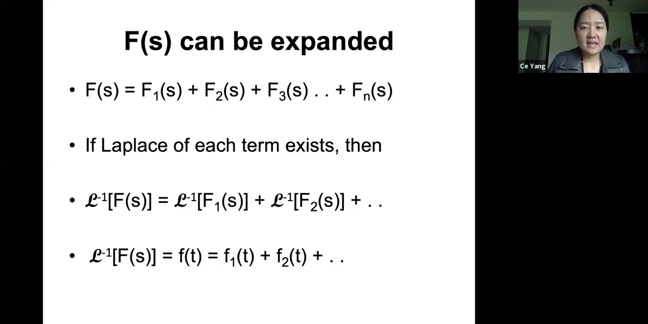And F(s) can be expanded to be F(s) equals F1(s) plus F2(s) all the way to Fn(s). And if the inverse Laplace of each term exists, then we can simply write the inverse Laplace as the summation of the inverse Laplace of each of these parts. And in the end, we get f(t) equals f1(t) plus f2(t) all the way to fn(t).